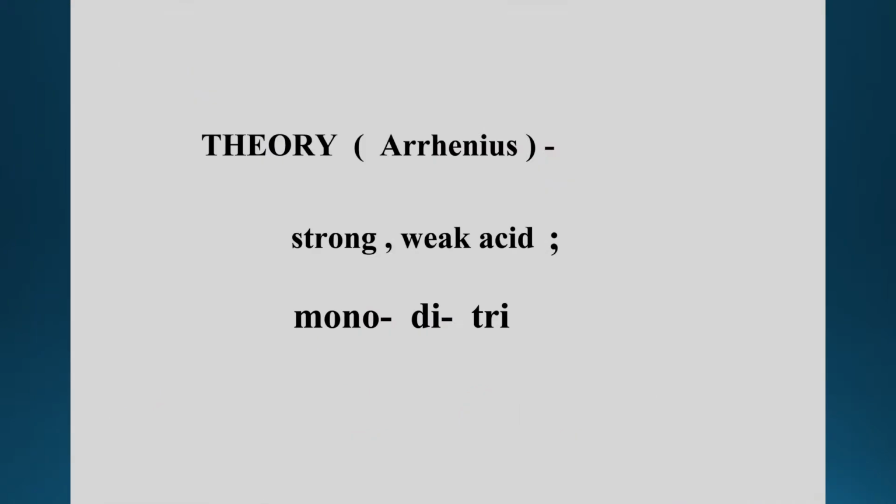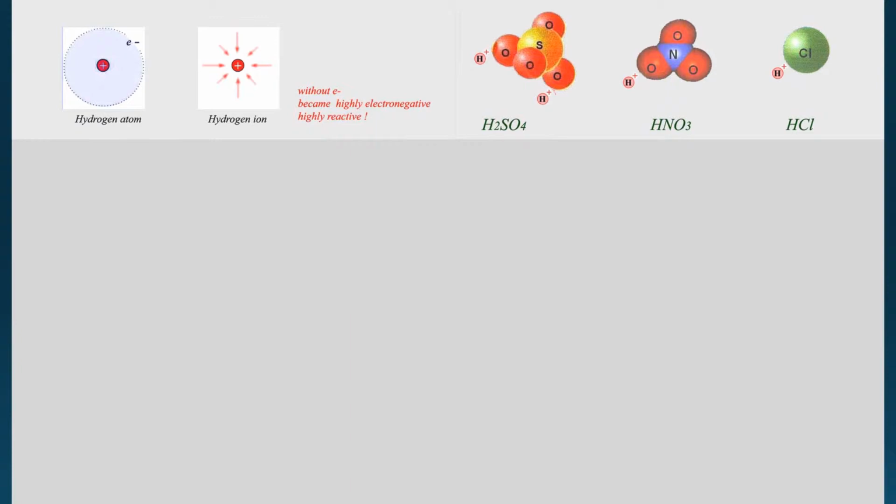Theory, Arrhenius, strong weak acid, mono-, di-, triprotic. With this background about the hydrogen ion causing the reaction of acid, let's see how, through history, we found out about the acid property.